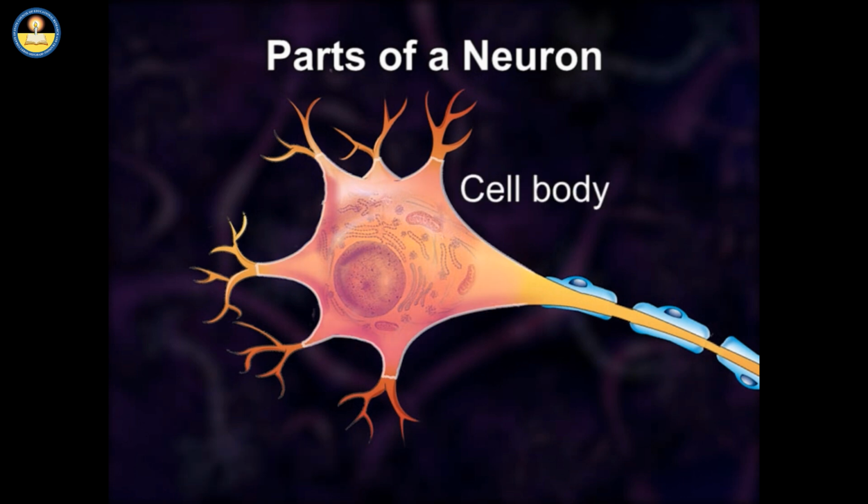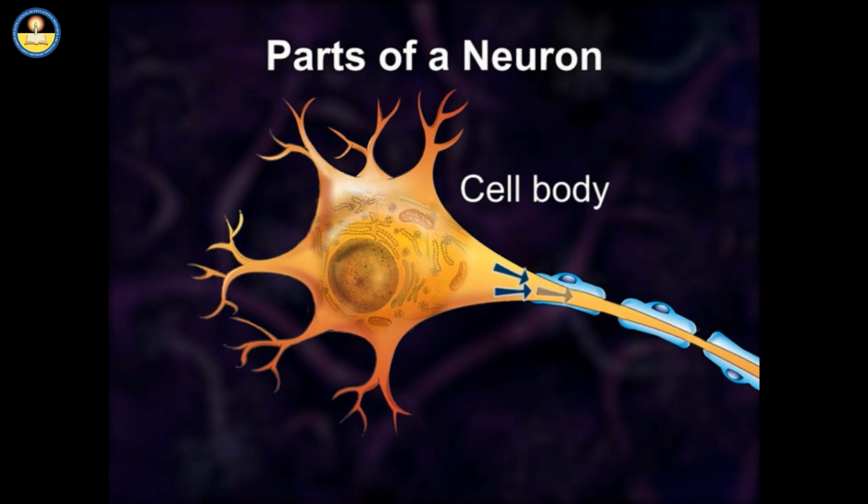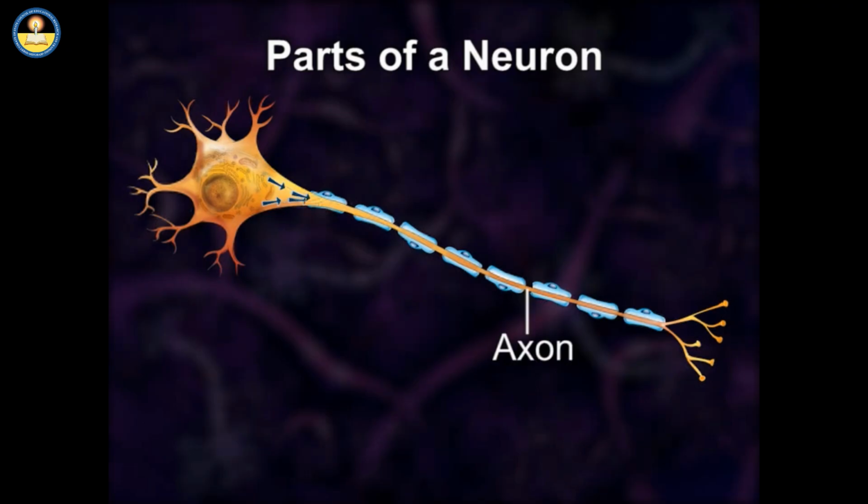The cell body contains a well-defined nucleus surrounded by cytoplasm. It has cell organelles like any other cells. The cell body further transmits the impulse to the axon. Axon, one branch arising out of the cell body, which is very long in comparison to dendrites, is known as axon.